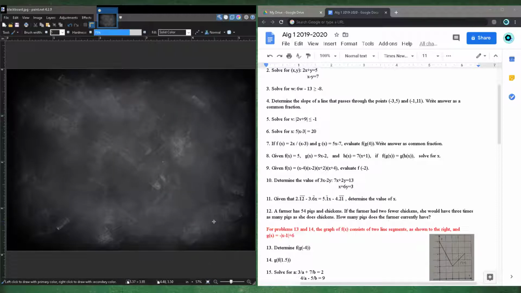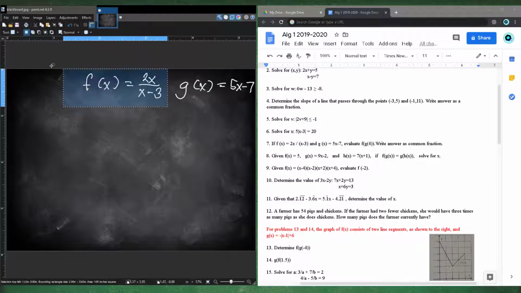Okay, number 7. If f of x equals 2x divided by x minus 3, and g of x equals 5x minus 7, evaluate f of g of 4. So we know f of x is equal to 2x over x minus 3. I would just rewrite it so it looks nicer. And we have g of x is equal to 5x minus 7. Let's move these further apart so we don't get confused.